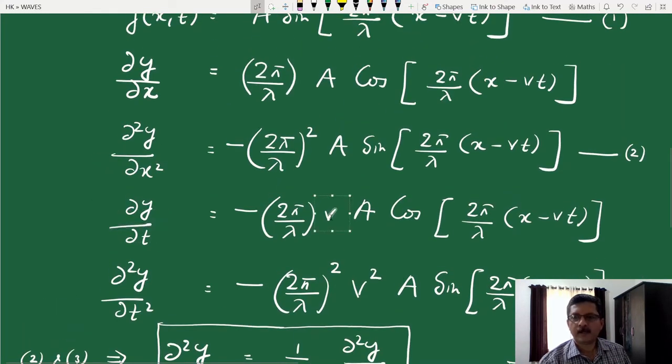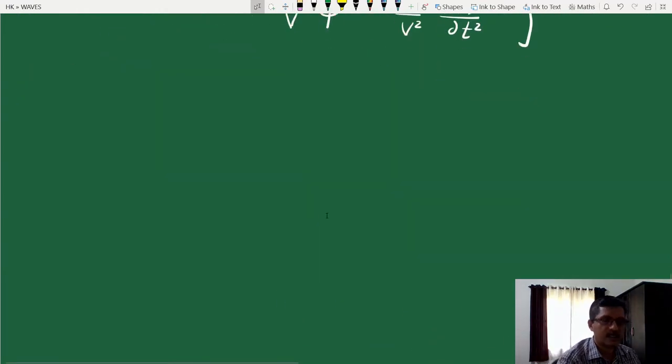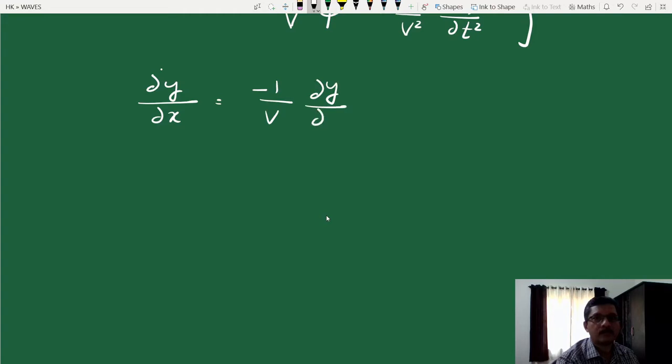So if we divide this ∂y/∂t with minus v, then we get ∂y/∂x. So another candidate for the wave equation is ∂y/∂x equal to minus 1 by v ∂y/∂t. This is also a possible candidate for the wave equation.